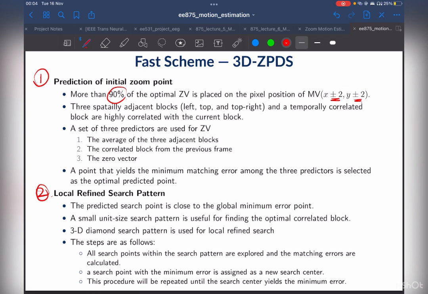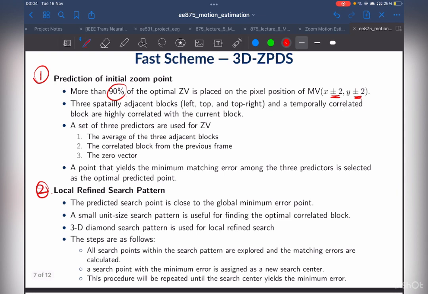So in this step, they use the conventional motion vector, and 3 spatially adjacent blocks, left, top and top right, and a temporally correlated block are highly correlated with the current block. From this information, they form 3 predictors. The first one is the average of the 3 adjacent blocks. The second one is the correlated block from the previous frame, and the third one is the zero vector.